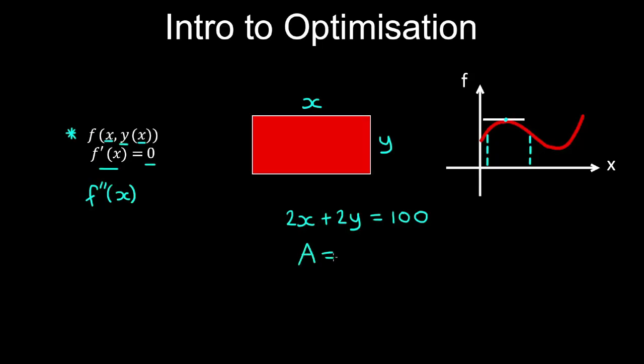So the area is xy. So as we can see, it's a function of x and y. And you'd solve this equation for y or x, and then substitute into this expression, and then you're able to evaluate the derivative and set it to 0. And that's going to give you the minimum or maximum value, which you can check using the second derivative.